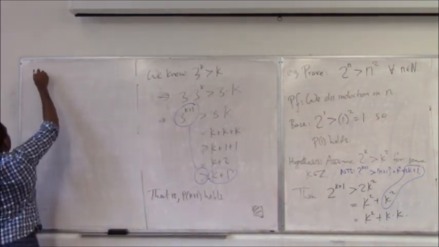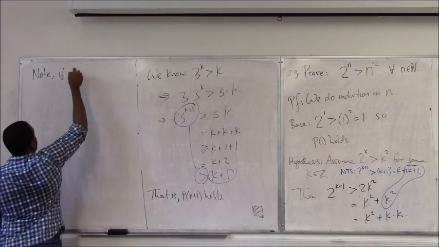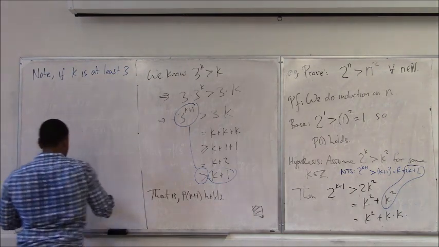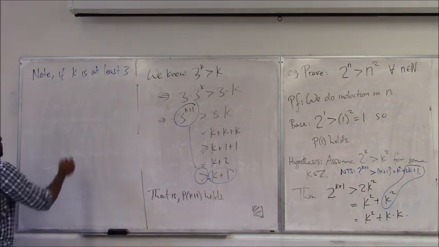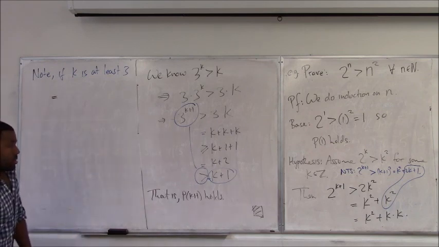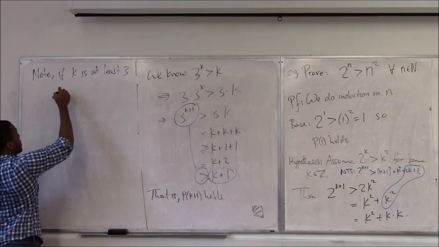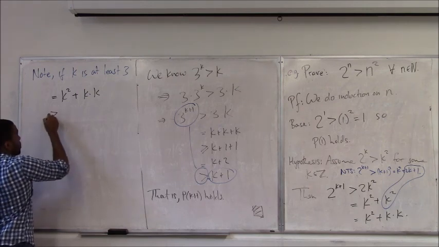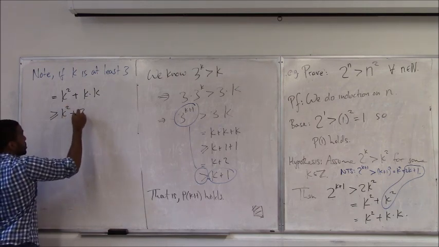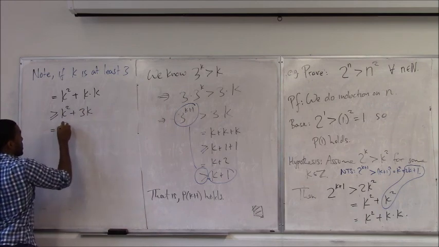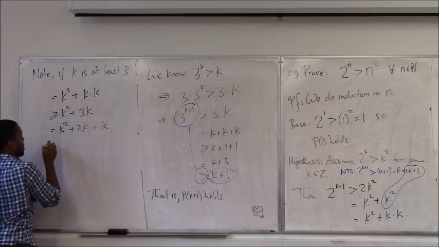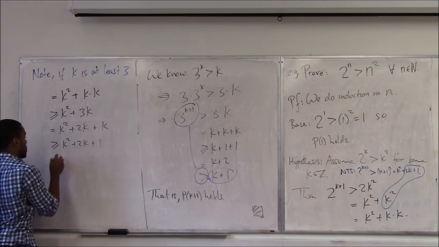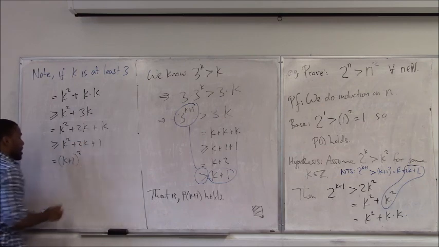Here's the thing. Note, k is at least 3. I'd be able to say this: k squared plus k times k is greater than or equal to k squared plus 3k, which is greater than or equal to k squared plus 2k plus k, which is greater than or equal to k squared plus 2k plus 1, equals that.